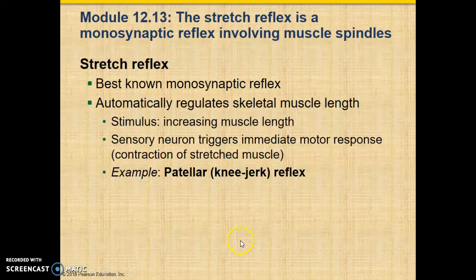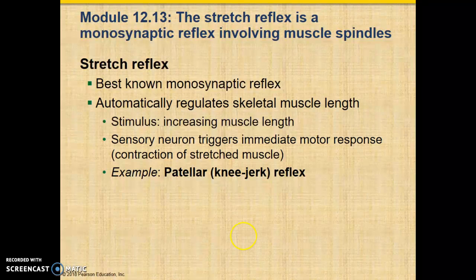The stretch reflex is a monosynaptic reflex involving muscle spindles, so you know that the sensory neuron synapses directly with the motor neuron in the spinal cord. The stretch reflex is the best known monosynaptic reflex, and they're quite common. They're found in internal organs, so you'll hear about them in later chapters. The stretch reflex automatically regulates skeletal muscle length. The stimulus is increasing the muscle length, and this triggers a contraction of that stretched muscle.